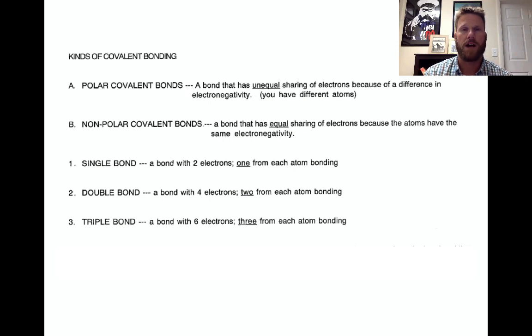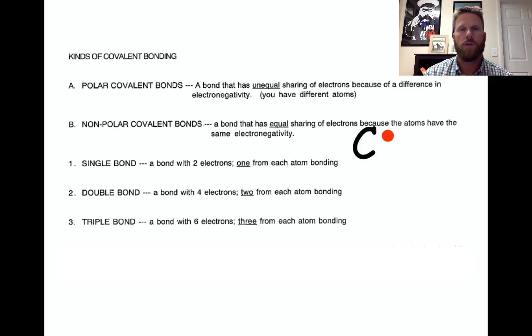A nonpolar bond occurs when you have two of the same atom bonded together. Therefore, the electronegativity values are the same, and the electrons are shared equally. They each have an equal attraction to the electrons in the bond.